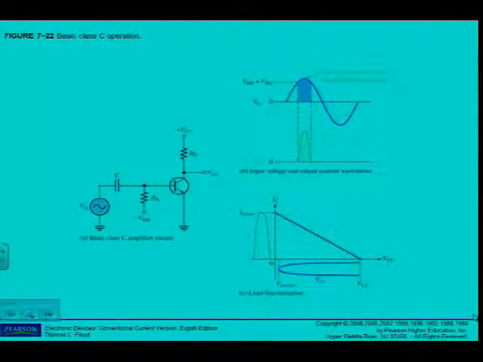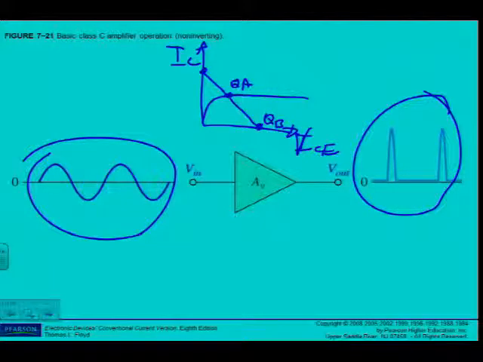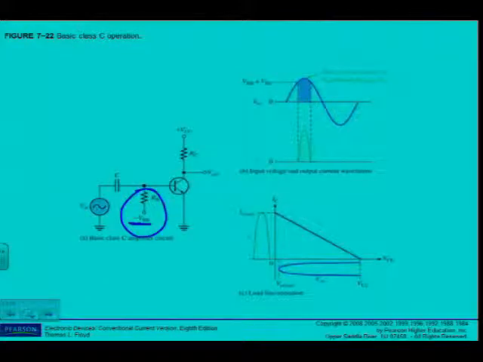Look what happens here. Can you see I have biasing again, but negative VBB. Negative VBB. So what's going to happen? So class C, the Q point is going to sit below 0 because I'm biasing it negatively, as I can see here.